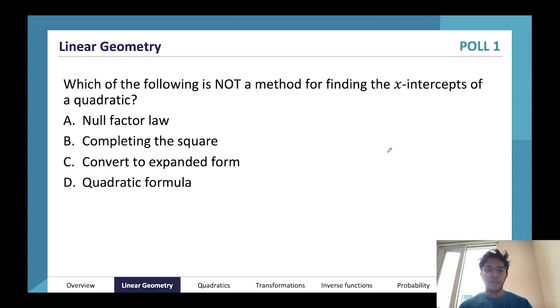All right. Have a go at doing this. I think the polls aren't working, but have a think, and I'll reveal the answer in a little bit.